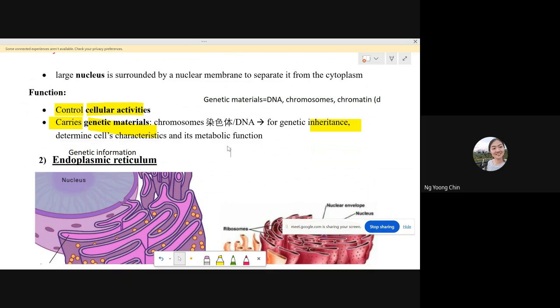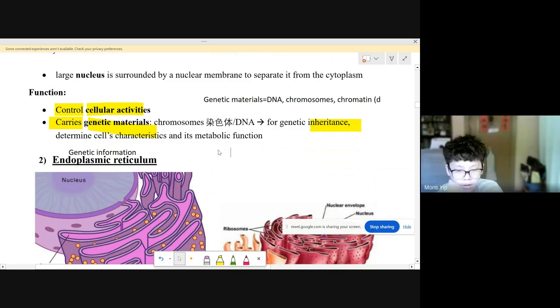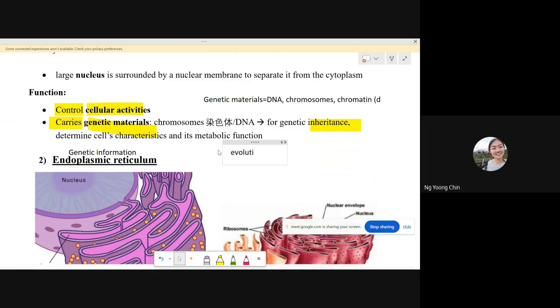You know what I mean or not? If you want to know more about yourself, go study your DNA, and then something like that. You study your DNA, and then maybe you can trace back. You can trace back, we call it evolutionary relationship.